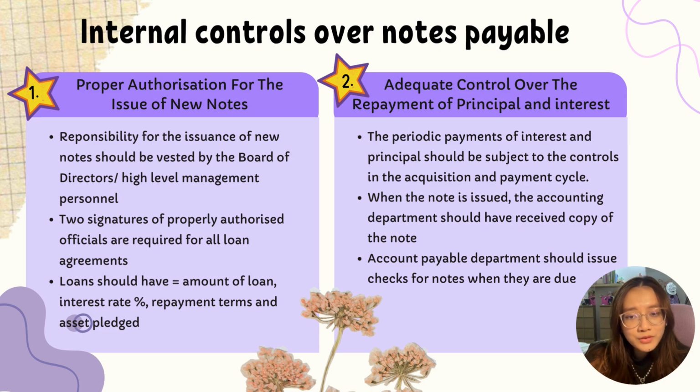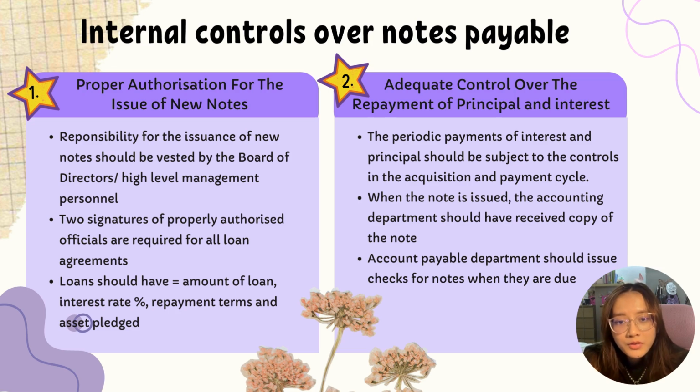Responsibility for the issuance of new notes should be vested in the Board of Directors or high-level management personnel. The authority to issue new notes payable should rest with the company's BOD or senior management. This ensures that such significant financial decisions are made by individuals who have a comprehensive understanding of the company's strategic goals and financial position. High-level oversight helps mitigate the risk of unauthorized or imprudent borrowing. Two signatures of properly authorized officials.